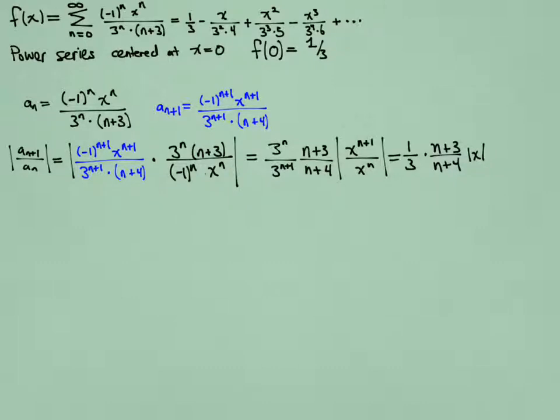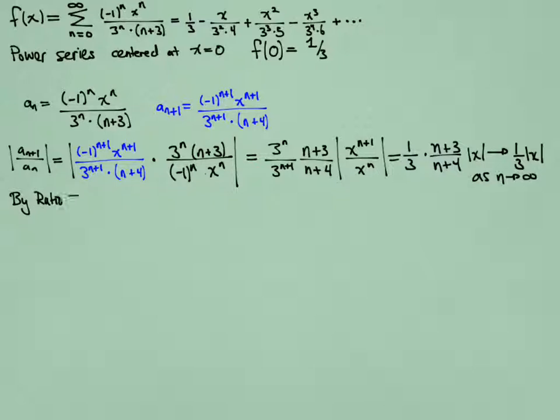I now let n go to infinity. This is constant. This factor here is linear over a linear. This will be the same degree, so as n becomes large, this will go to 1. And then whatever the value of x is will still appear in the answer as I take the limit here, so I'll have 1/3 times the absolute value of x, as n goes to infinity.